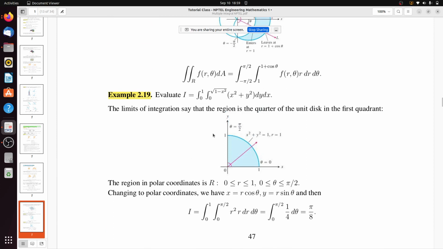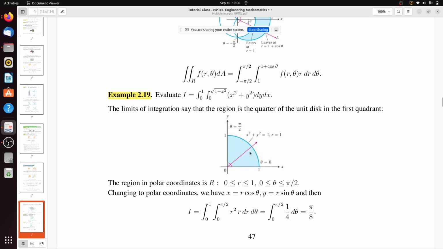Similarly, integrate this. We can think of this root over 1 minus x square equal to y. So we can think of this as the circle inscribed in the first quadrant. If you think of it as a circle inscribed inside the first quadrant, then r varies from 0 to 1 and theta varies from 0 to pi by 2. That is how you can describe this sectorial area.